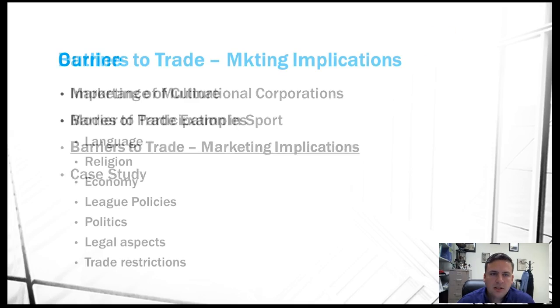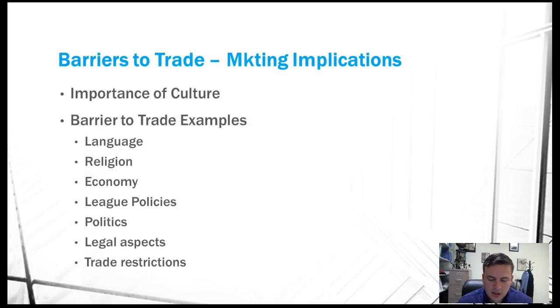All right, so the first thing is looking at barriers to trade. From a marketing perspective, the biggest issue is culture. Sports marketers have to understand the differences across and within national borders and how that affects our business partners. Examples of where culture plays into barriers of trade are listed here. We're going to go through each of them as we move forward.